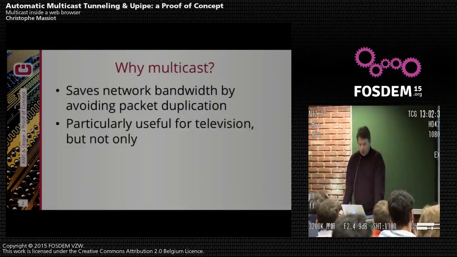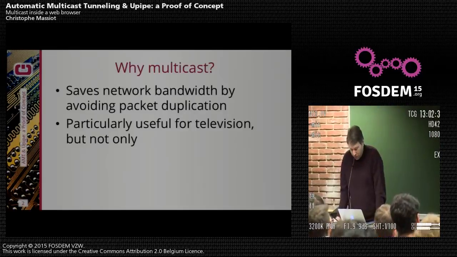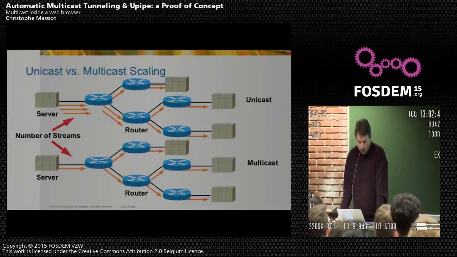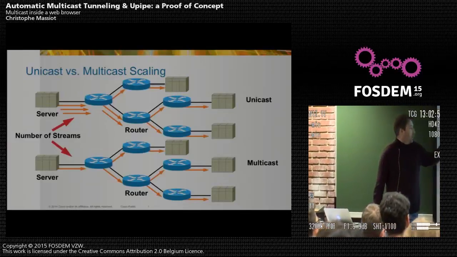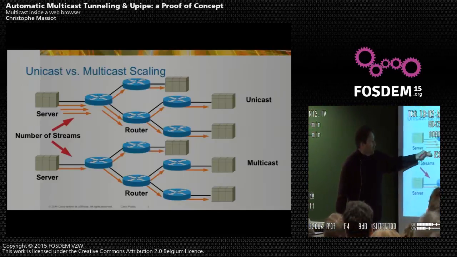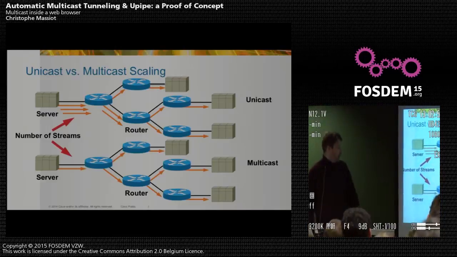So why do you want to do multicast? Because it saves network bandwidth by avoiding packet duplication. And of course it is particularly useful for television, but not only. How does it work? Well, in a unicast environment, for each client, the server has to output the data once. So there is duplication here 3 times, here 2 times of the data in the backbone.